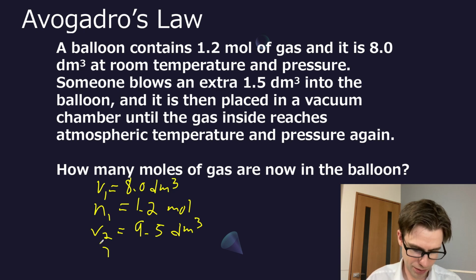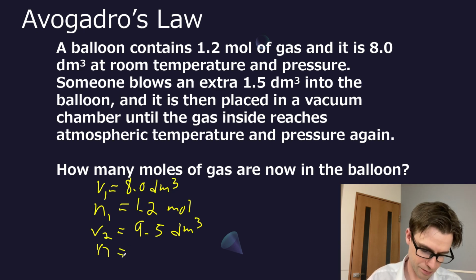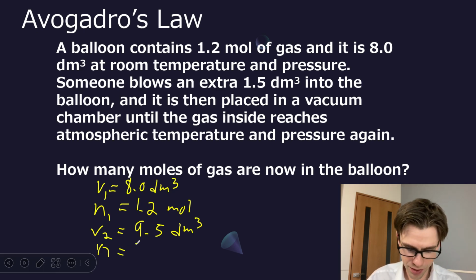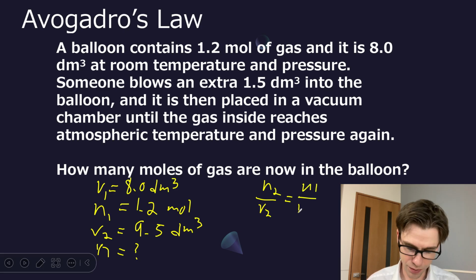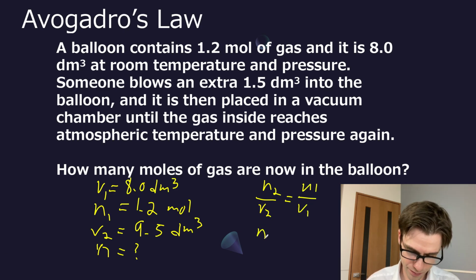And then how many moles are now in the balloon? How many particles, really? Moles are a representation of particles. We know we must have extra, but how much we need to calculate. So Avogadro's law, written to easily solve for N2, the new number of moles: N2 over V2 equals N1 over V1, or N2 equals N1 multiplied by V2 over V1.